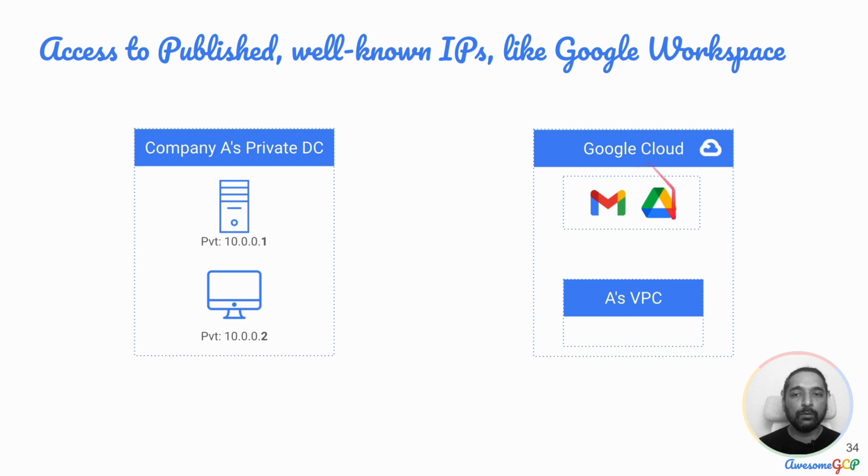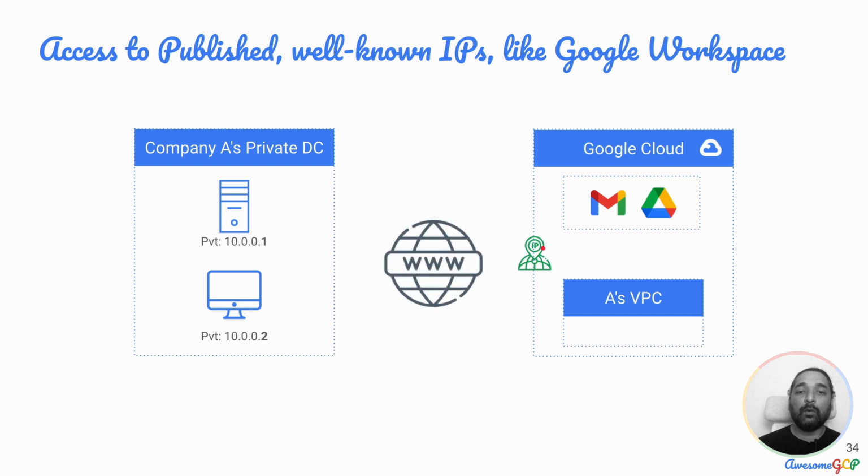Instead, it is hosted by Google Cloud itself, and there are well-known published IP addresses where you can access Gmail and Drive, right? So, in this case, the well-known IP is published and you want to be able to connect to that open public address. So what would be one way to do it? Again, go over the public internet. You can go from your desktop via the public internet to the public IP address, which will take you to the Gmail service or the Google Drive service. So that's one way to do it.